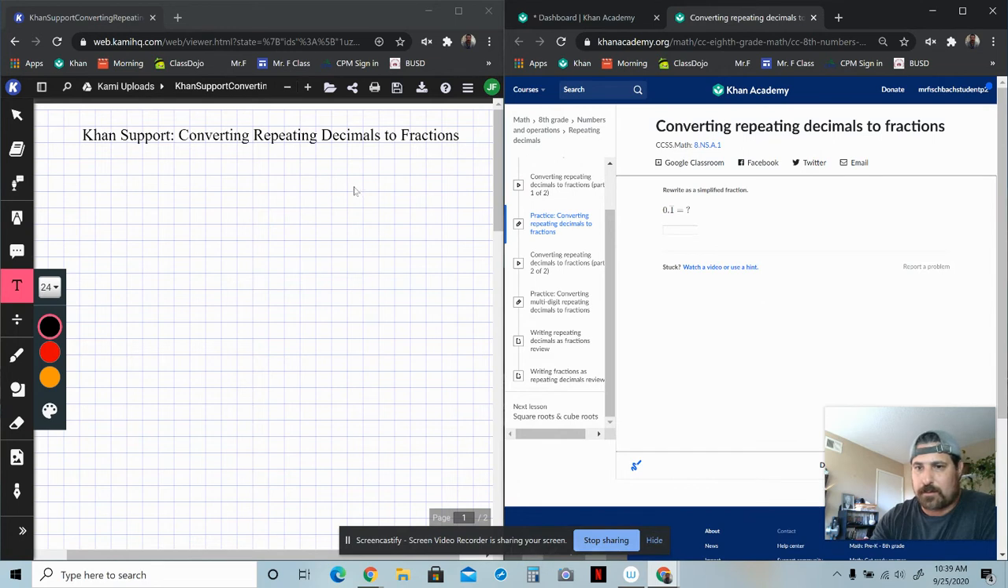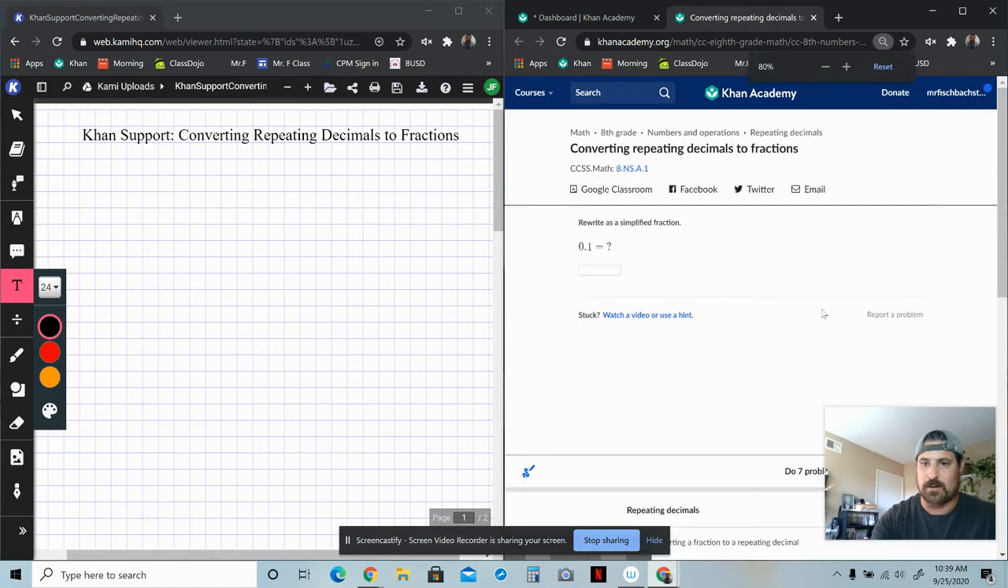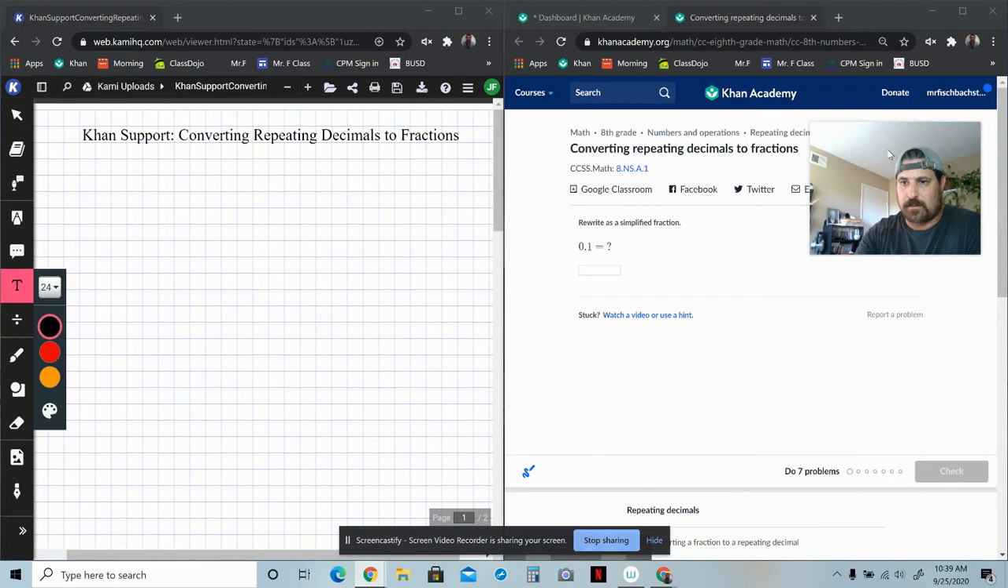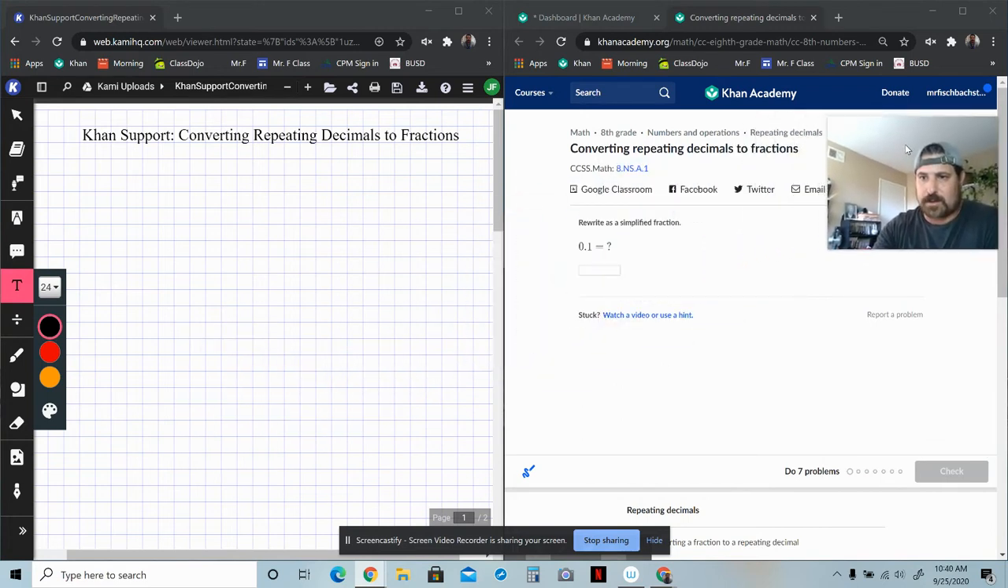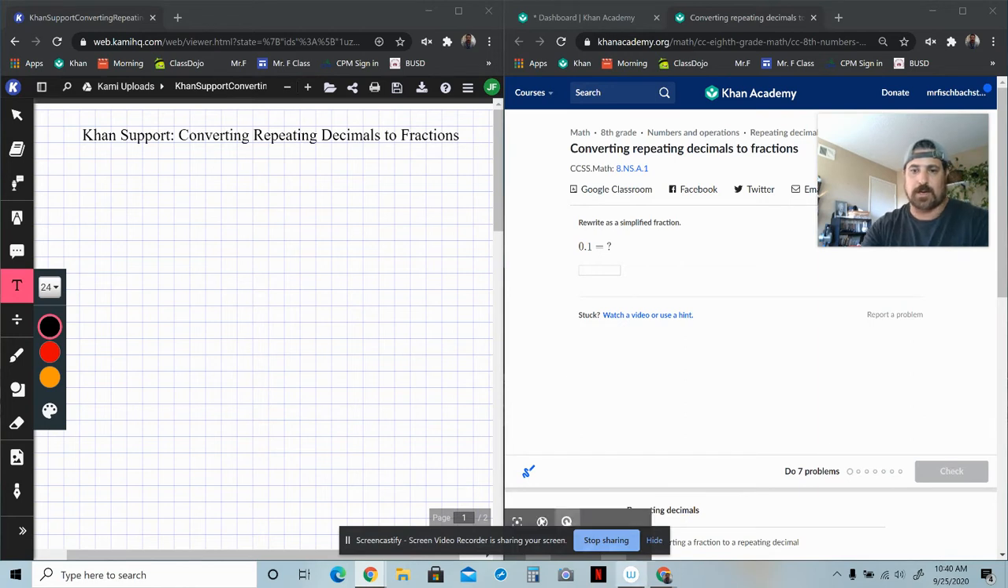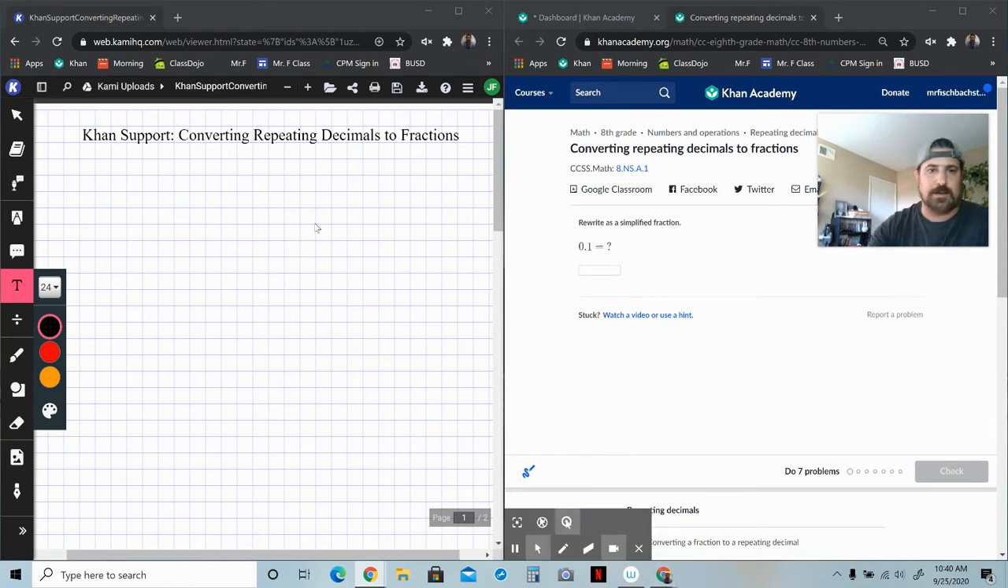So let's go through it. The first one says rewrite as a simplified fraction. Let me zoom in there so you guys can read that a little bigger. There we go. Let's see if that helps. Let me move my little face so that my face is not blocking the problems. Okay, there we go. We can check it now. Perfect. Let's see how this works.